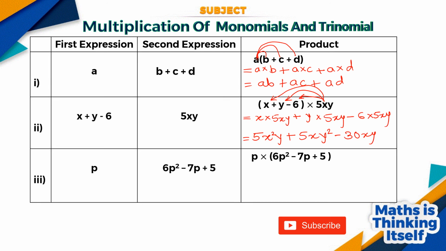Now the third one. Here p is multiplied with the first term 6p square, then put the minus sign, then p multiplied with the second term 7p, then plus sign, and p is multiplied with the 5, and you get your final answer: 6 as it is, p into p square, you get p raised to the power 3, minus p into p square, and 7 as it is, so 7p square plus 5p. So in that way you can solve the monomial multiplied by trinomial. It is also easy to solve.